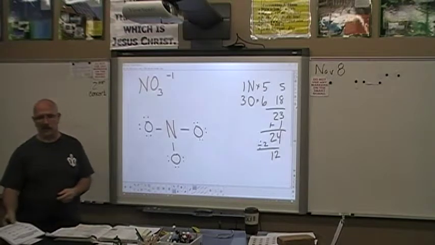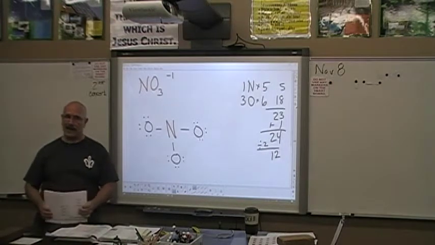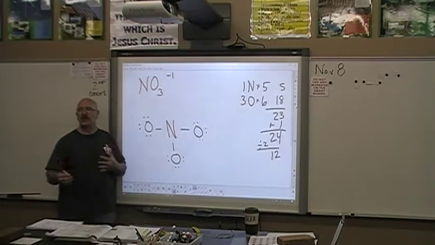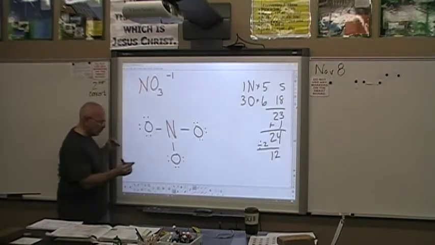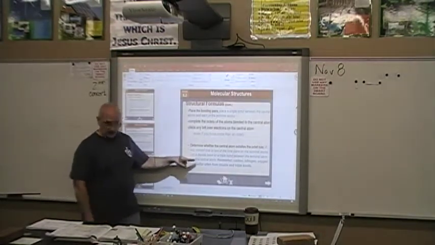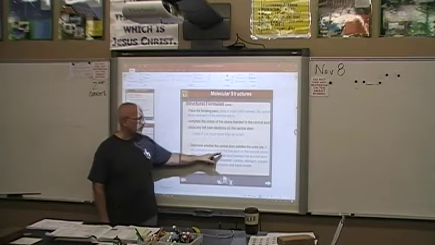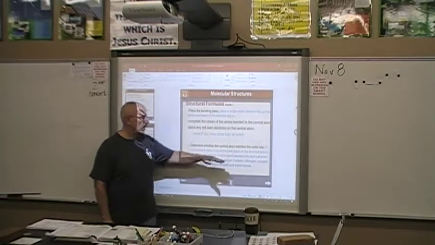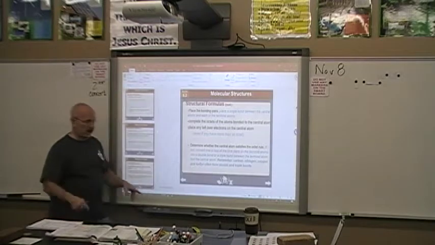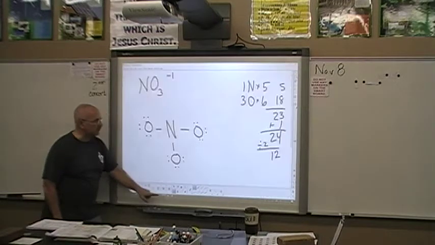You've all heard the saying, if mama ain't happy, nobody's happy, right? So we've got to get nitrogen to have 8 electrons. Let's go back and see what the instructions say to do. If not, convert 1 or 2 of the lone pairs of the terminal atoms into a double or a triple bond. So here's where we might need to add a double or triple bond.